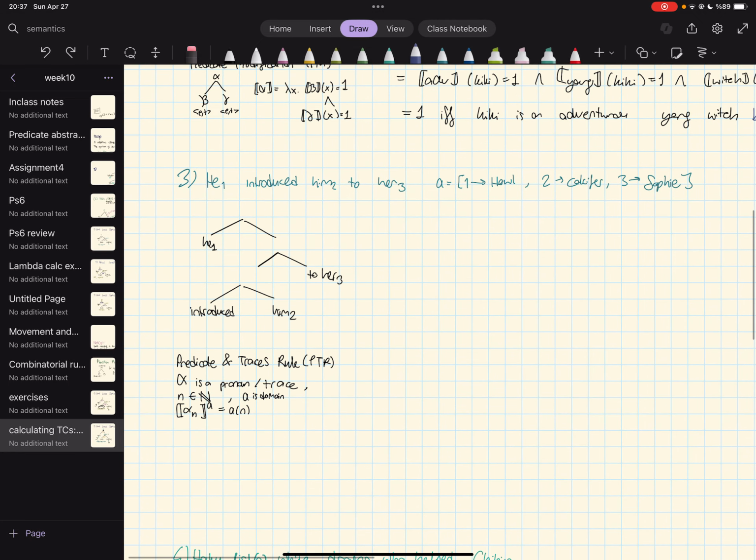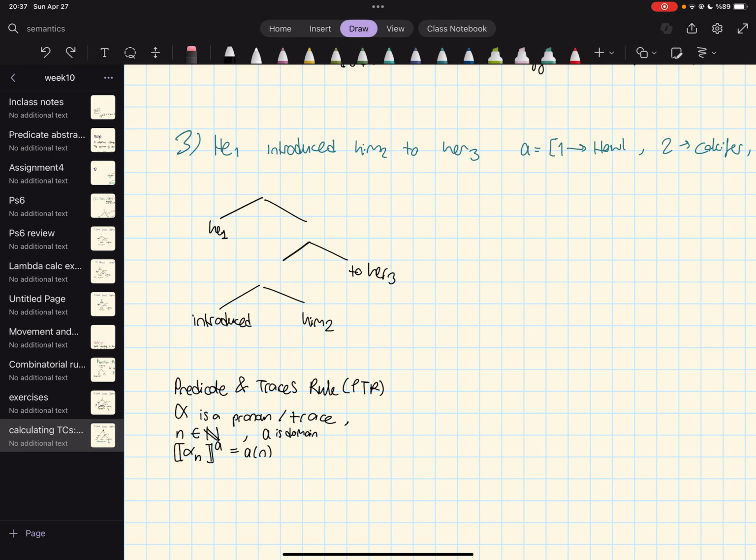So here's our logical form: He introduced him to her. Pronouns are entities of type E, obviously. The remaining bits are as well. The whole sentence denotes a truth value, therefore this very node would have to be of type T, and we would need to calculate it using function application.